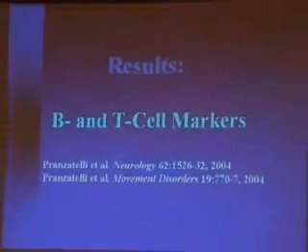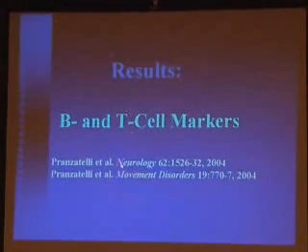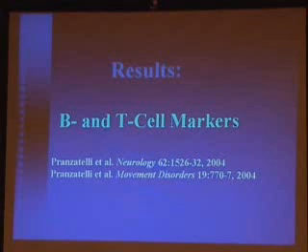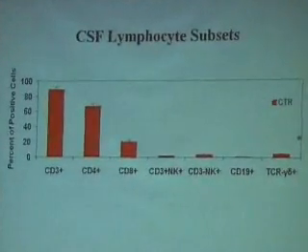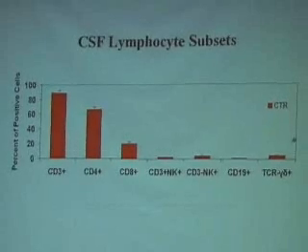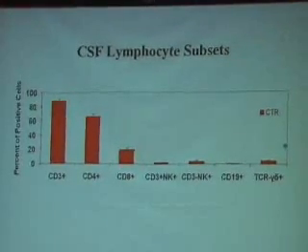So the data I'm going to show you have just been recently published. The one in Neurology came out in May, and this one just came out in June. So this is just coming to the surface now. And this is maybe the most important slide of what I'm going to show you. This is what the normal situation would be.